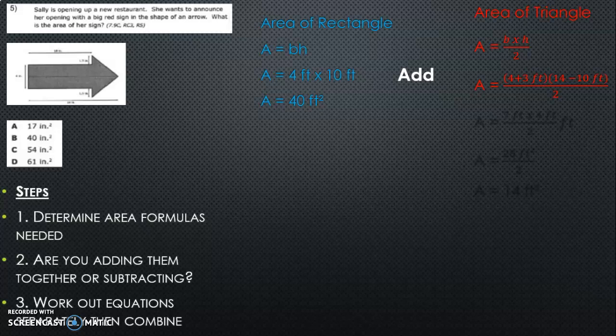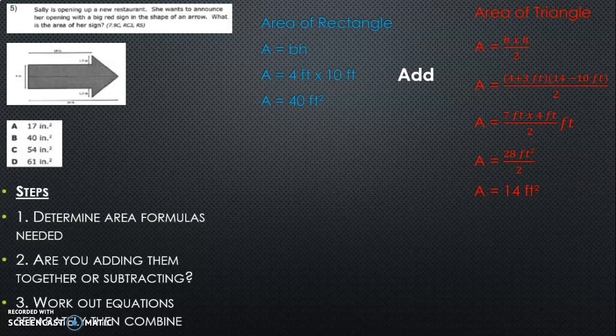And if the whole figure is 14 and 10 inches of it is the rectangle, then what is left is the triangle, which is the 4. So we have a 7 by 4 triangle. When you multiply 7 by 4, we're going to get 28 over 2, which is going to give us a 14 for the triangle.